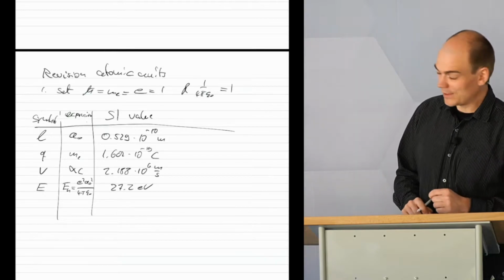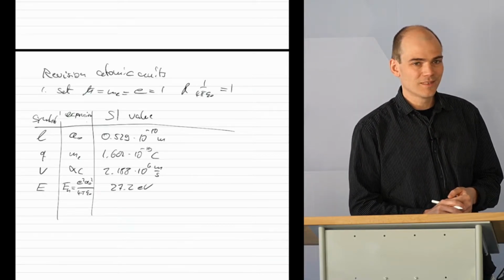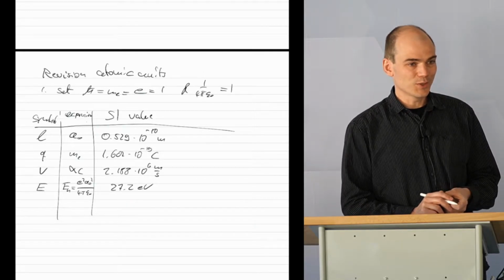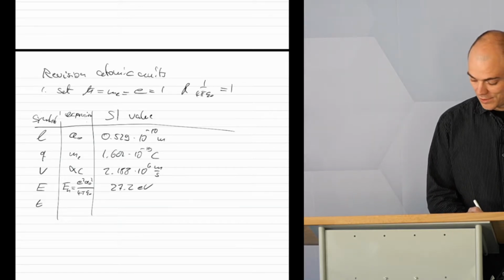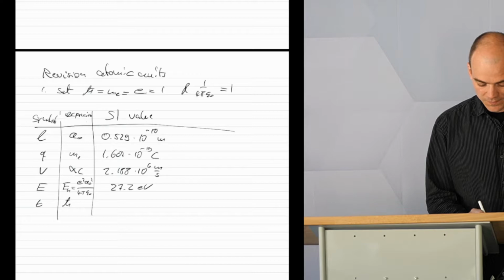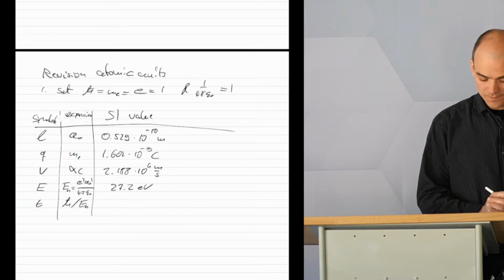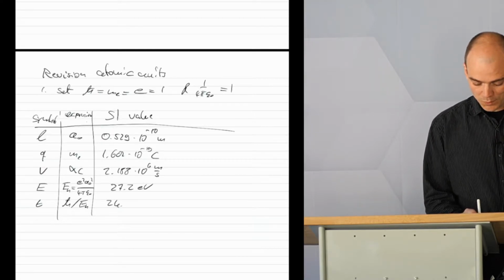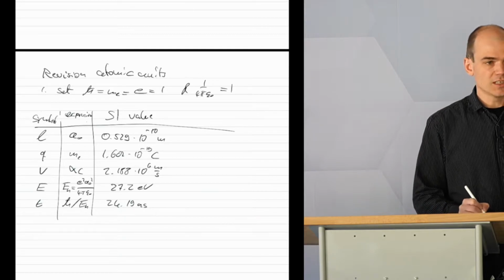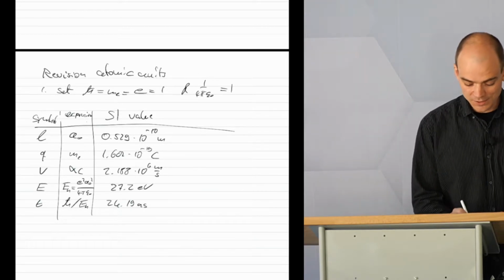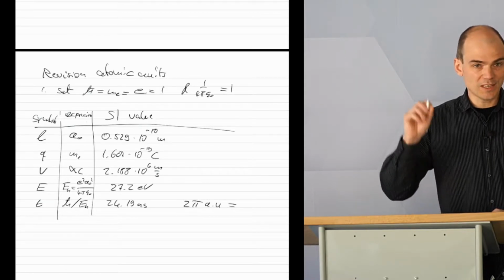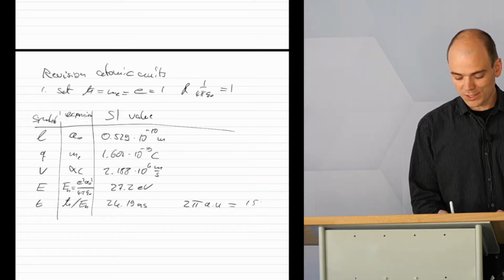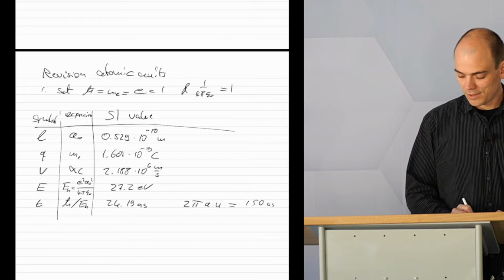Let's do 2 more units, namely time. Who remembers time? Time is roughly 24 attoseconds, and this would be h bar over the Hartree energy. This is 24.19 attoseconds, and the way I remember this is that 2 pi atomic units equals the Kepler period in the hydrogen atom, which is approximately 150 attoseconds.